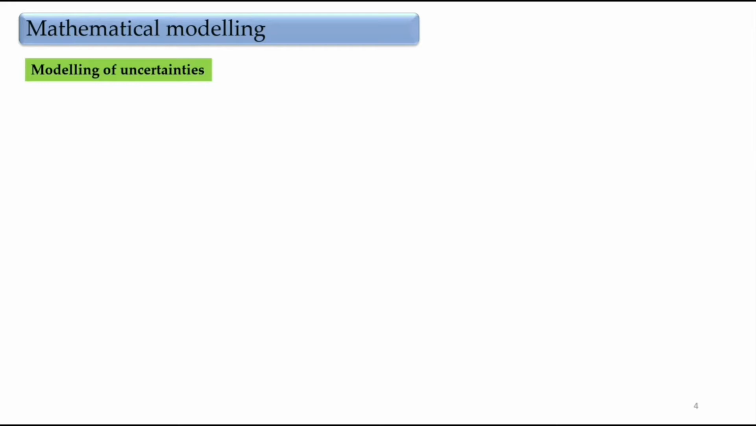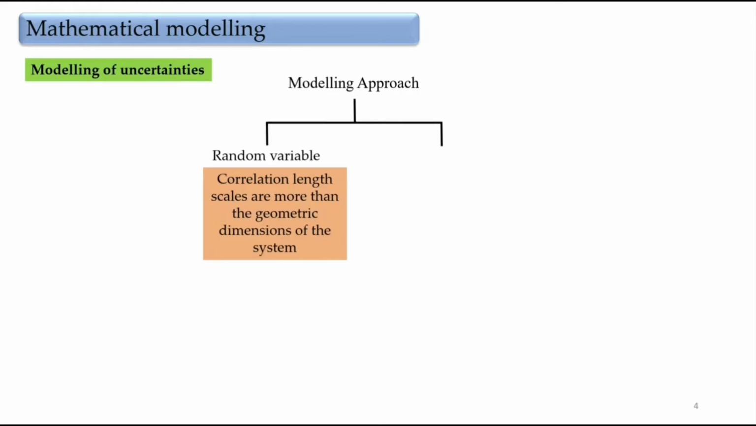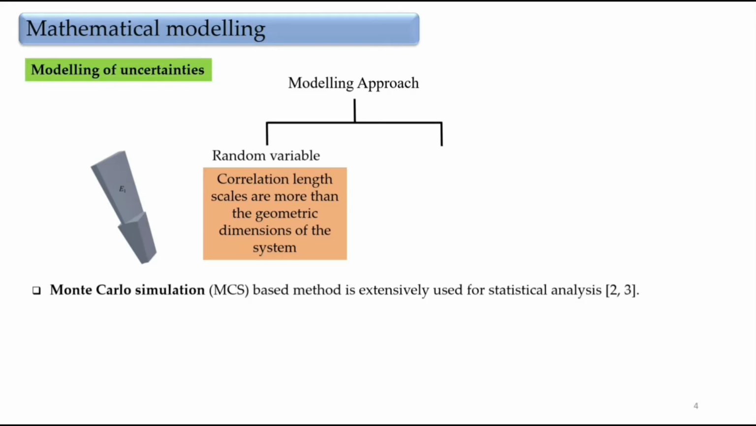For modeling these uncertainties associated with system parameters, there are a couple of methods. One is random variable approach. When correlation length scale is more than the geometric dimension of the system, one needs to adopt the random variable model, which implicitly assumes the homogenization of system parameters across the spatial extent, as can be seen here in this diagram. And to propagate the uncertainty associated with system parameters, Monte Carlo simulation based approach is used.